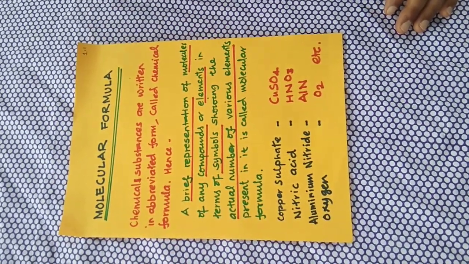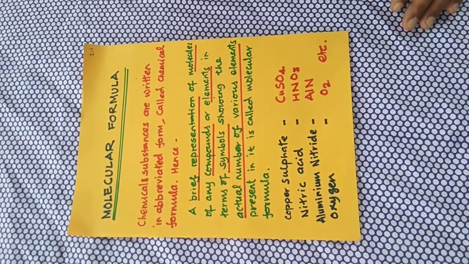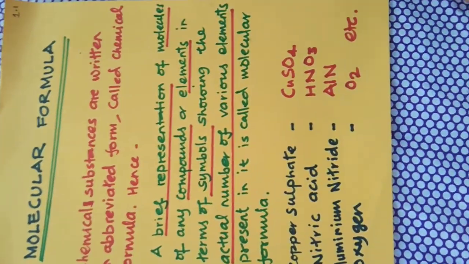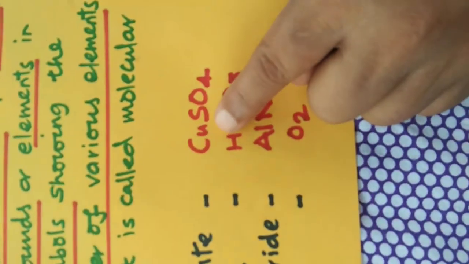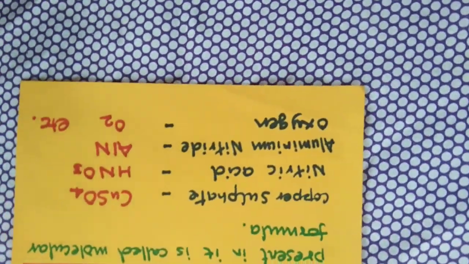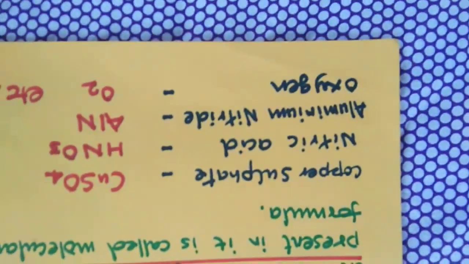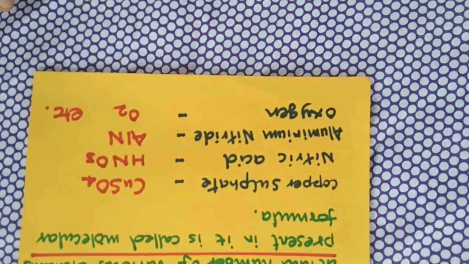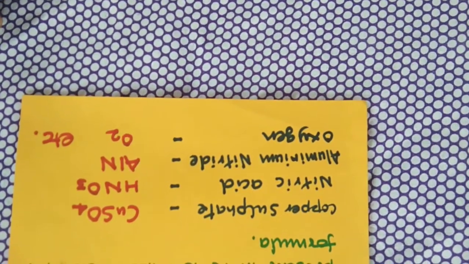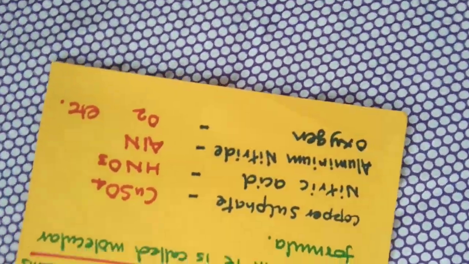Different compounds have different molecular composition. For example, copper sulfate is made of copper and sulfate, where copper is positive and sulfate is a negative radical. Similarly, nitric acid is HNO3, aluminum nitride is AlN, oxygen is O2.